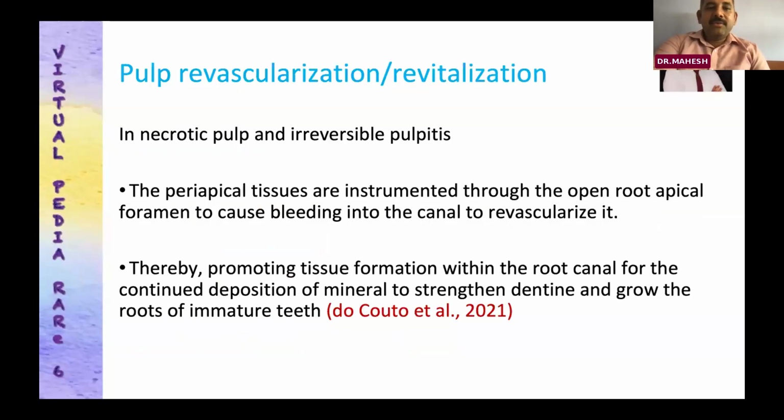Then the next one would be pulp revascularization or regeneration, revitalization procedures. This can be revitalization or a different concept as such, but both are going to revascularize. The bleeding is going to form in your pulp chamber, thereby promoting tissue formation. So you induce the bleeding, you create a favorable environment for root closure. That we call revascularization.